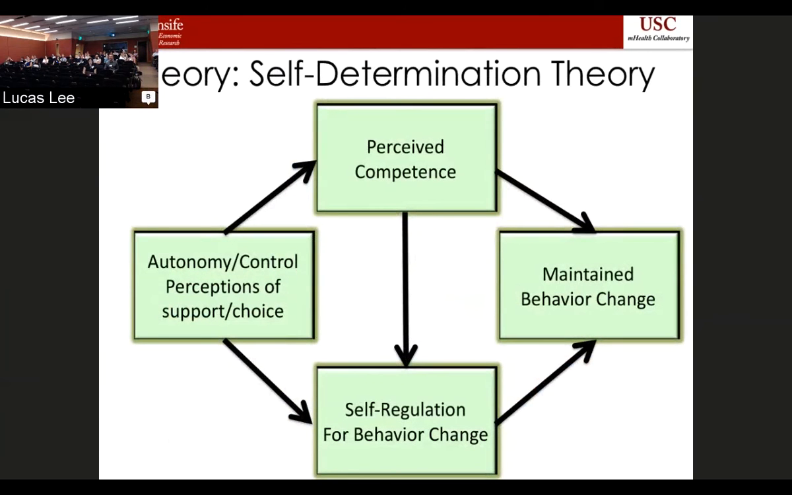Another favorite theory of mine is called self-determination theory. This theory says that perceptions of autonomy, feeling that you have support for the choices that you make, increase your perceived confidence, and that influences self-regulation for behavior change. You are more able to regulate your behavior, and this changes and maintains behavior change. Another favorite theory. So there are hundreds.